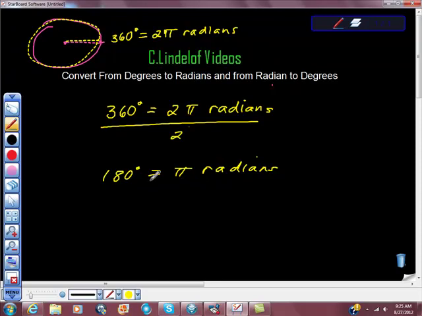To get from there to just degrees, if we divide by 180, we get 1 degree. Let's be more specific. 1 degree equals pi over 180 radians. I hope that you can see that, and this is radians.